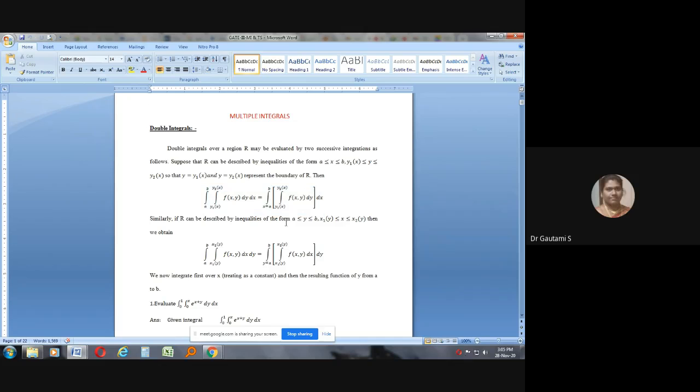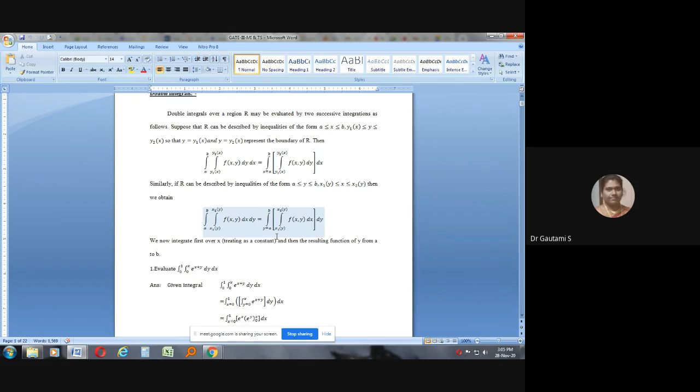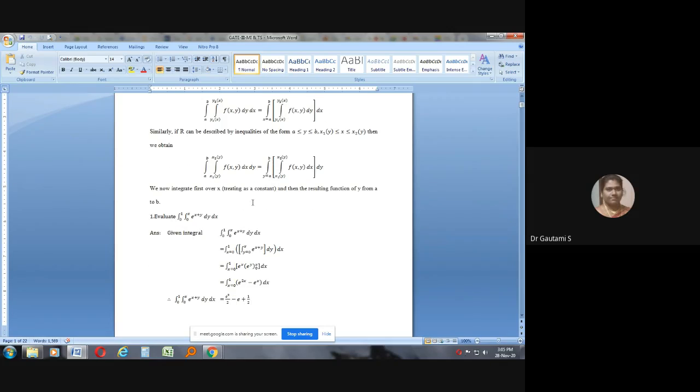to x. Similarly, see the second one. Here x is a variable limit and y is a constant limit. So we have to integrate with respect to x first and then with respect to y. At the last we have to integrate with respect to the constant limit variable. So this is the indication. Like that we have to evaluate the double integral.